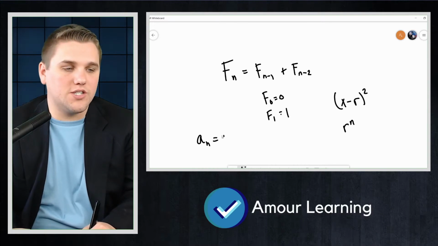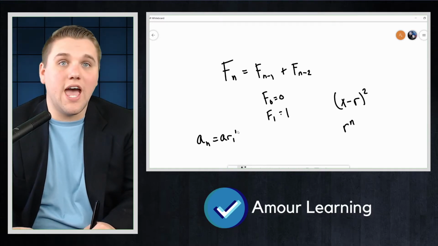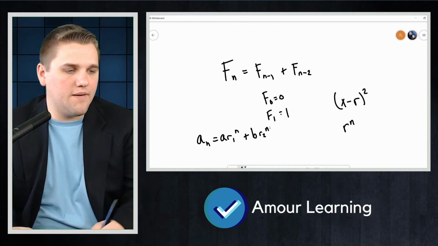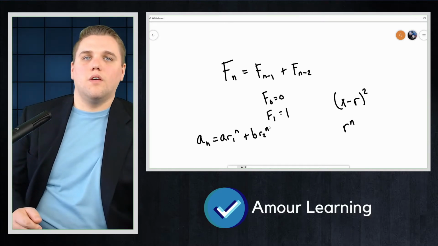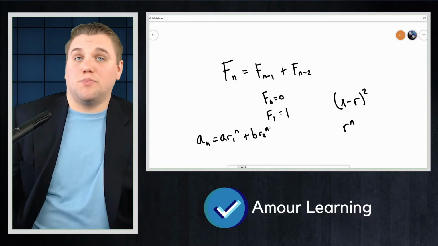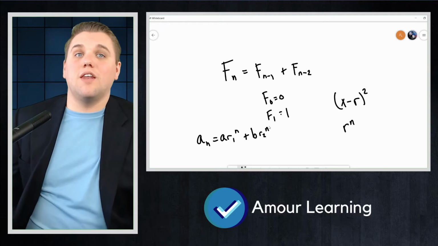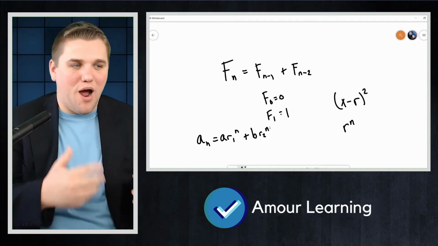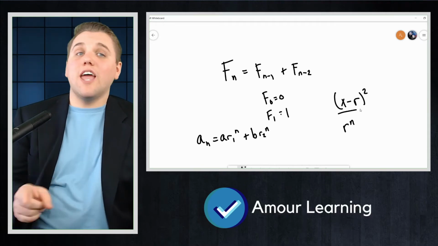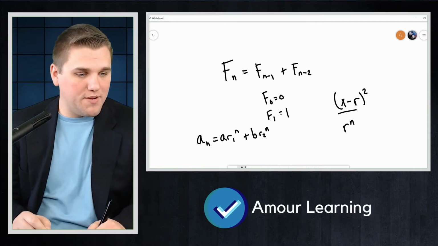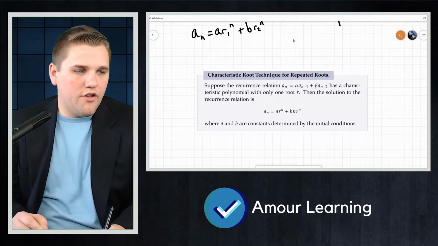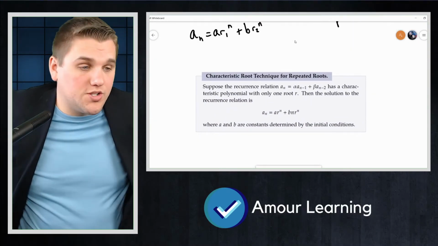An equals a r1 to the n plus b r2 to the n. Since we cannot distinguish between r1 to the n and r2 to the n, this sort of problem is complex because our roots are the same here. We are in luck though, and this is what we're going to be discussing in this video. There is a technique for repeated roots.